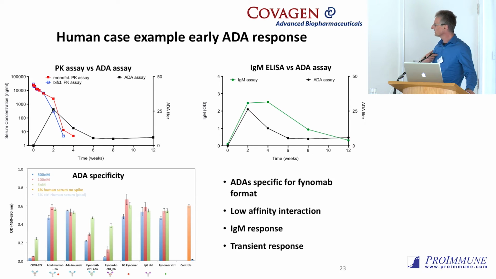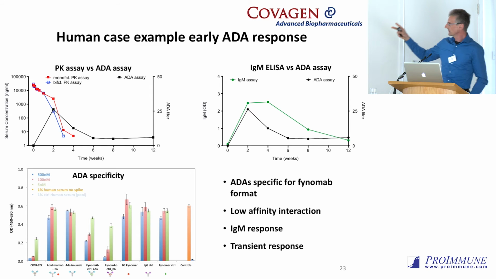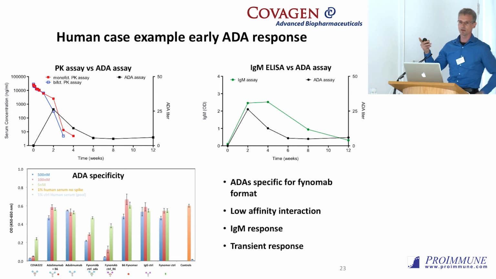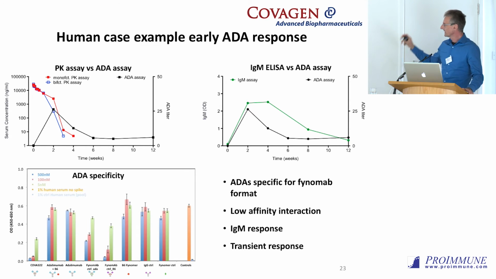So here my take-home message is that the response is not adalimumab, but it's also not just the specific FynomAb. It seems to be a combination of a response that is directed against the FynomAb and the linker. The linker also plays a role if you look at the two controls. I don't want to go too much into detail, but the take-home message is the picture is different. So we do see an early response. Here we do see IgM, it's transient, and the specificity is different.